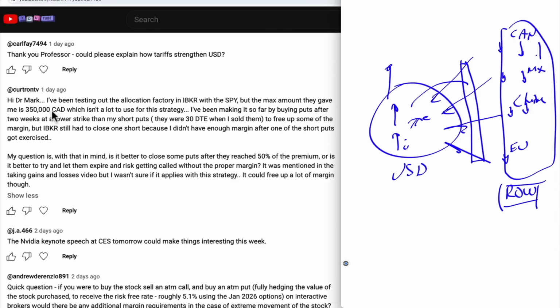A good allocation factory right now might be on a Bitcoin ETF, IBIT, because it has momentum. Try it on something smaller. Is it better to choose close some puts? Yeah, just ignore all the rest of your question. I'm just going to ignore it. Just find a target that is lower in price.